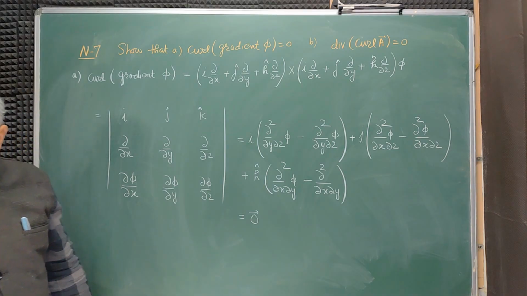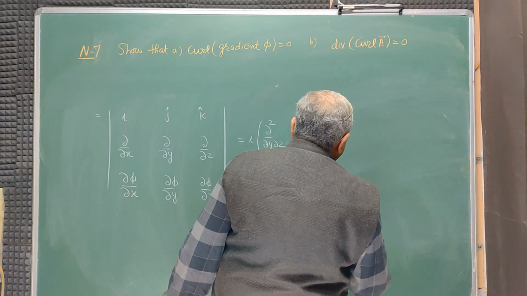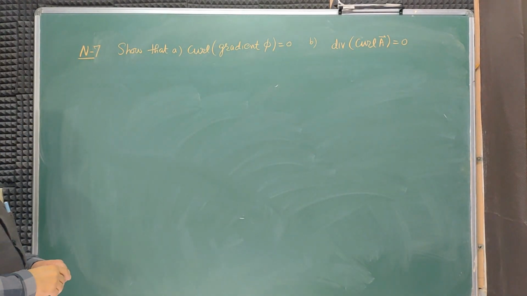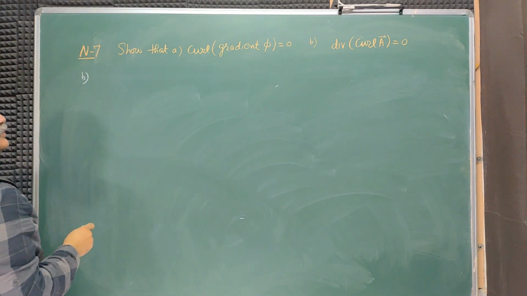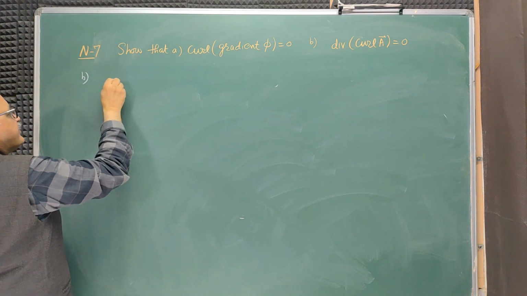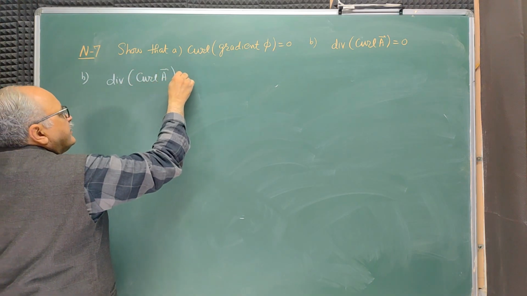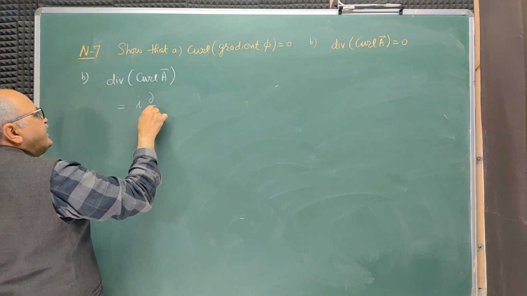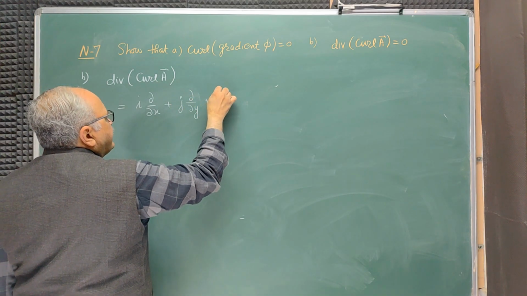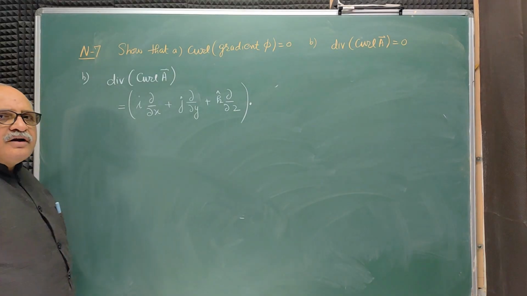Now let's take the second part of it. The second identity says that the divergence of the curl of a vector field is equal to 0. Divergence is basically a scalar product. So we can write this as divergence of the curl of a vector, which is equal to i d of dx plus j d of dy plus k d of dz, and its dot product is to be taken with the curl of A.